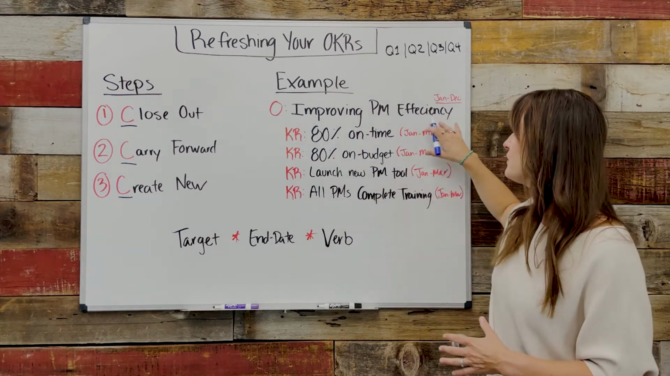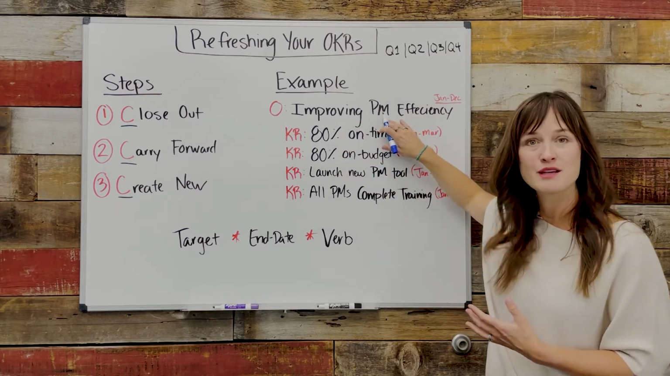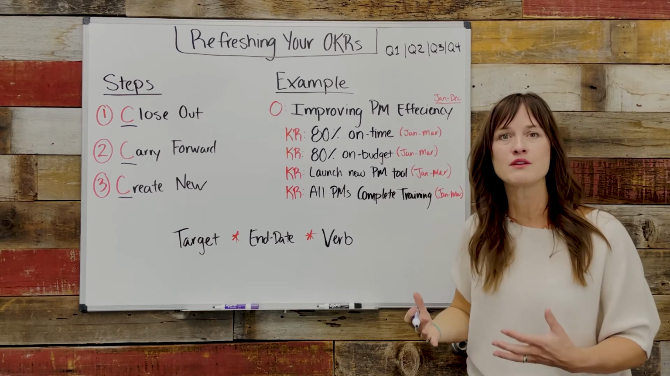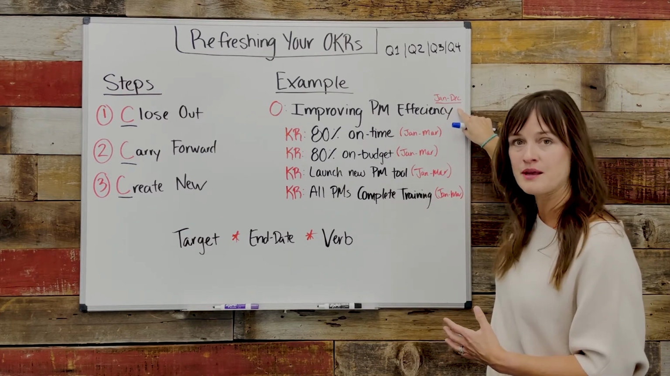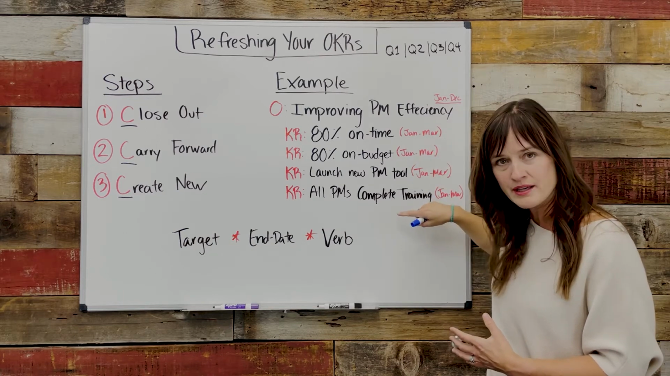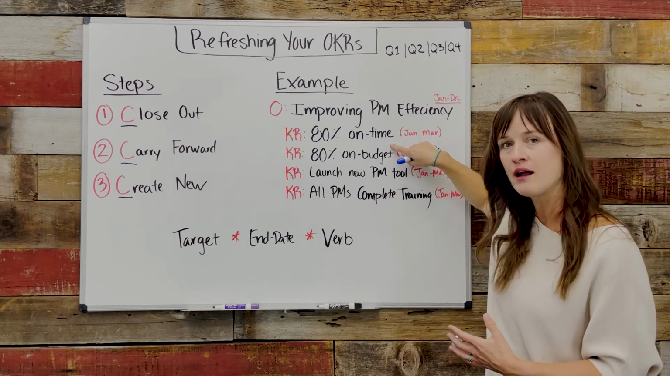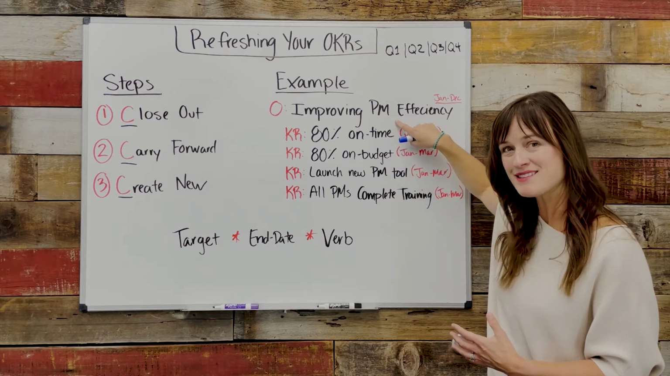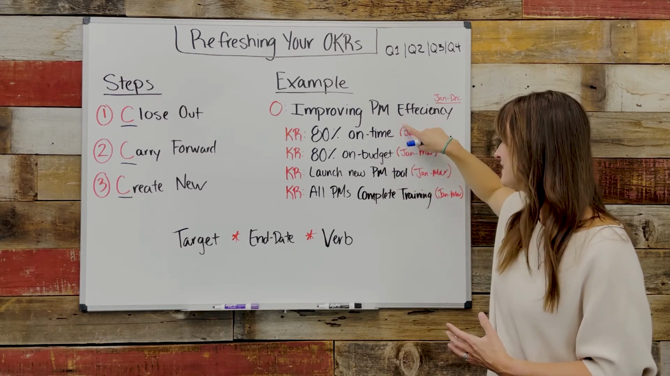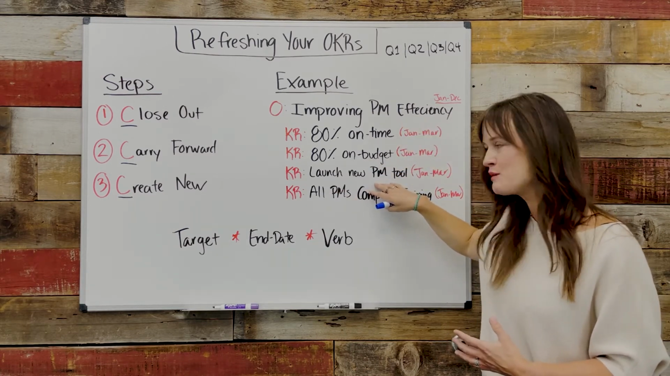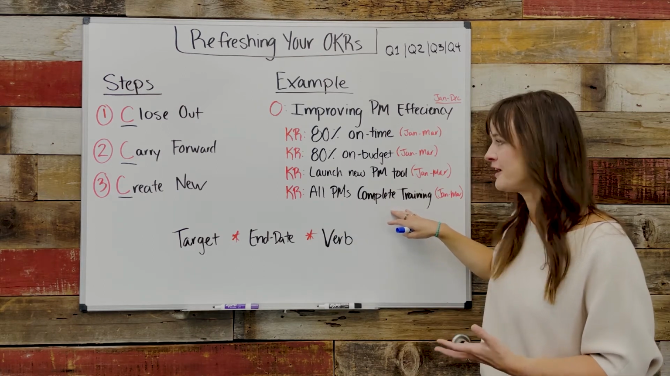So the example is, let's assume our objective is improving project management efficiency. That's our objective. That's what we're trying to accomplish for the year, January through December. I've got 4 key results. 2 of them are quantitative in nature, 80% on time projects completed, 80% on budget projects completed, launching a new project management tool, and that all project managers have completed the new training.